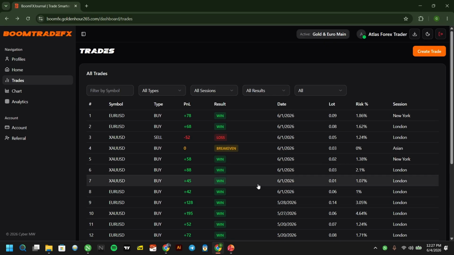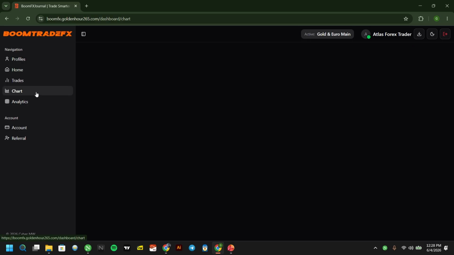So yes, this is the trades page. The next page that we're going to look at is the charts page.